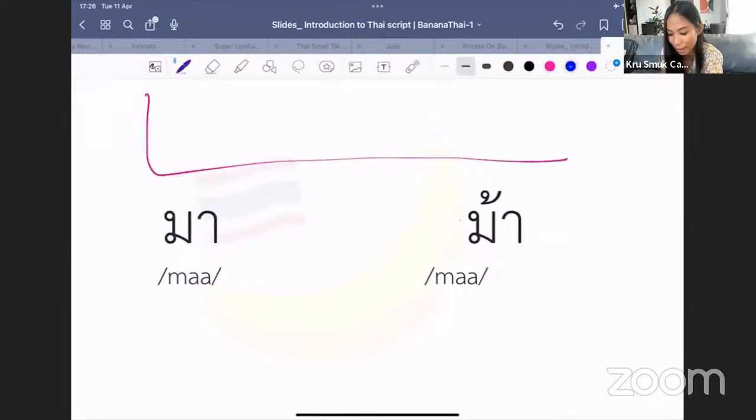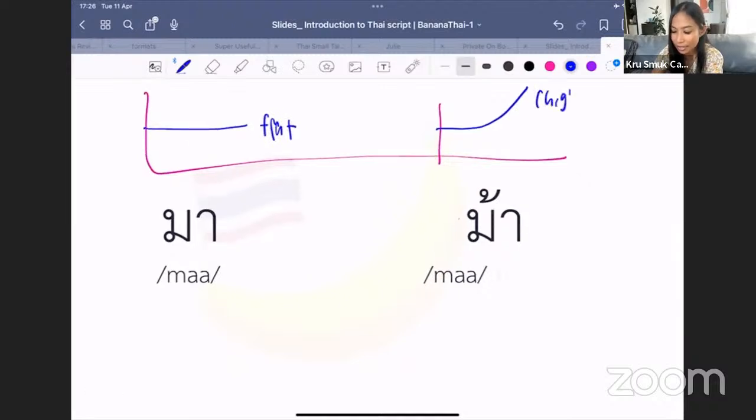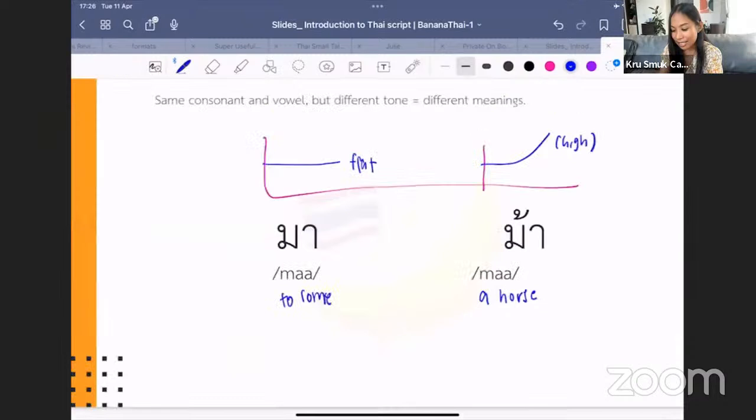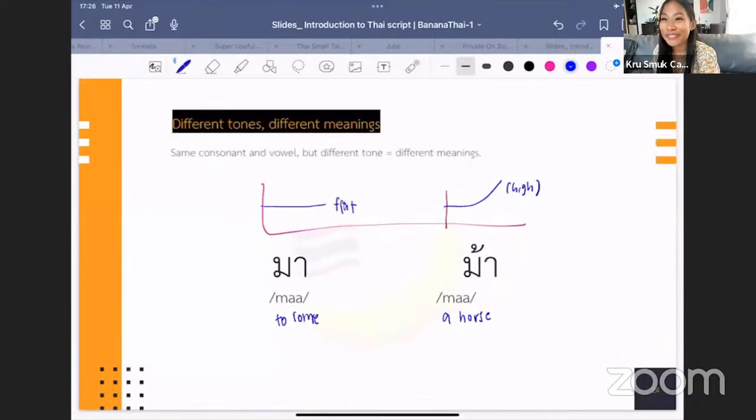I'm going to draw this. Ma. And this one is ma. So you see, right? This one is flat, and this one is high. So ma is to come, and ma is a horse. Ma. Horse. Yes. So I think you already noticed this, no? Different tone, different meanings. So tone is important.